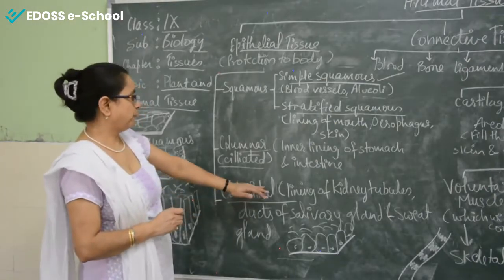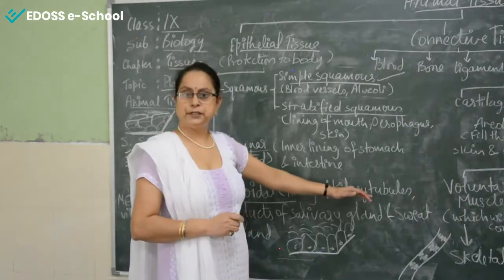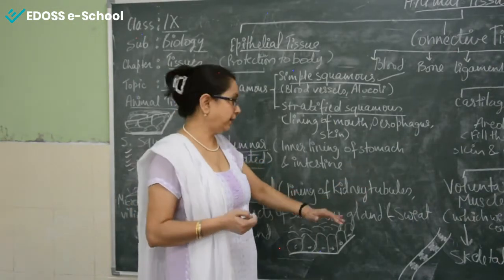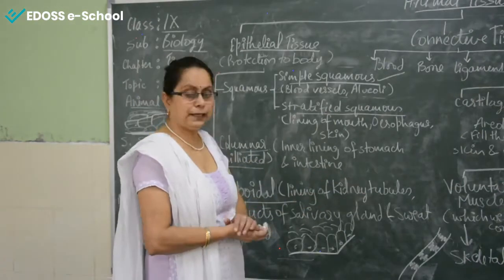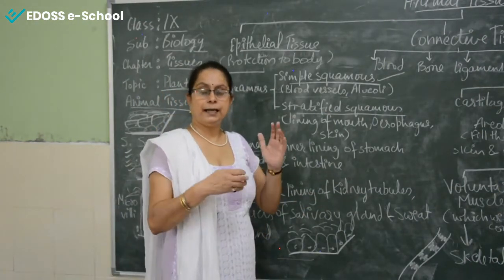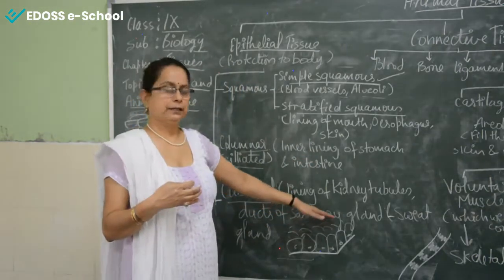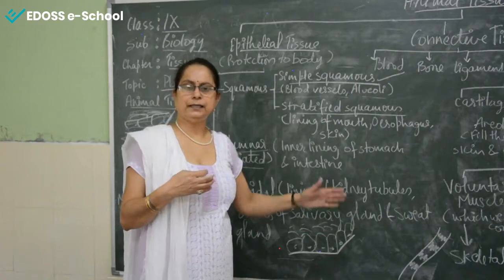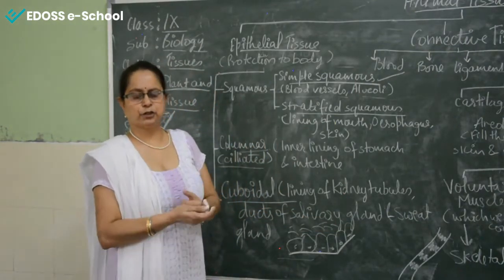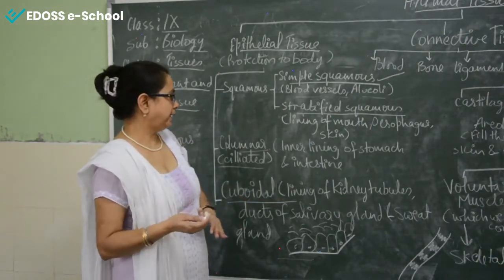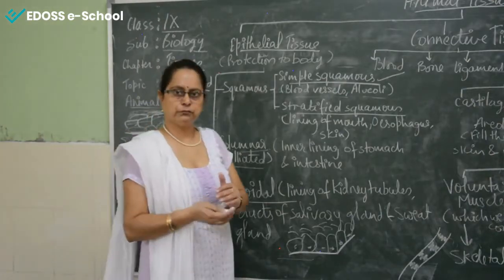So where is the cuboidal cell found? It is found in the lining of the kidney tubule, that means inside the kidney, and where the ducts of the salivary and the sweat glands are. We have glands that secrete sweat, and of course one more thing, the salivary gland. Where is it found? The salivary gland is inside the mouth. That helps again in the digestion of the food because it secretes an enzyme called salivary amylase that breaks down the food here.